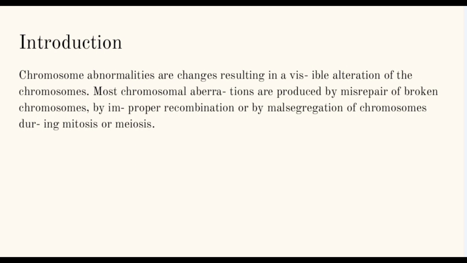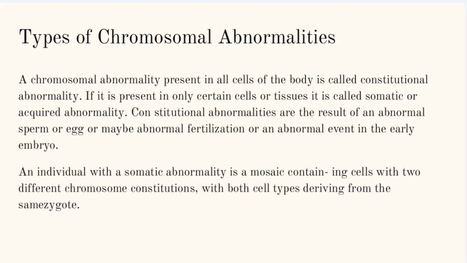Most chromosome aberrations are produced by misrepair of broken chromosomes, by improper recombination, or by malsegregation of chromosomes during mitosis or meiosis. Types of chromosomal abnormalities. A chromosomal abnormality present in all cells of the body is called a constitutional abnormality. If it is present in only certain cells or tissues, it is called a somatic or acquired abnormality.